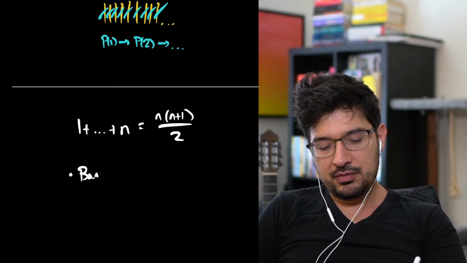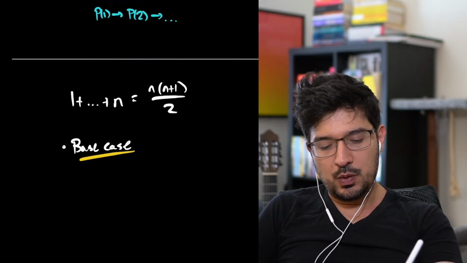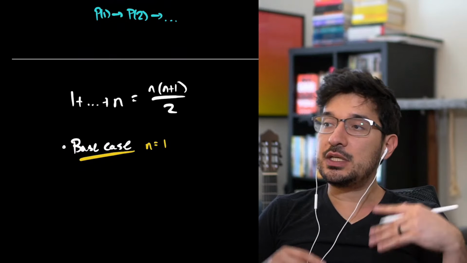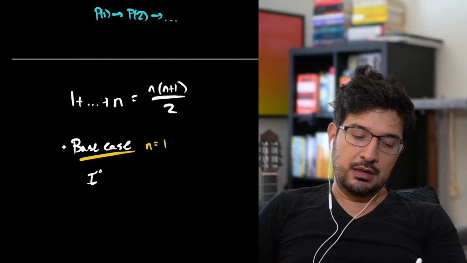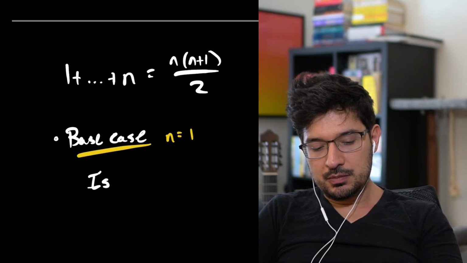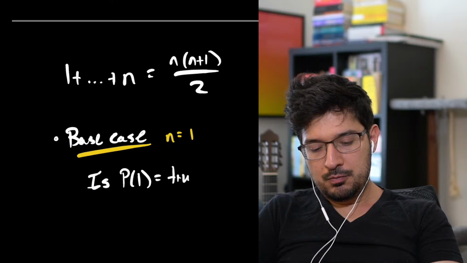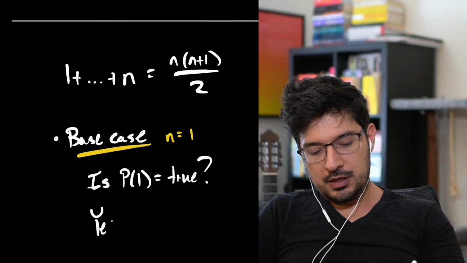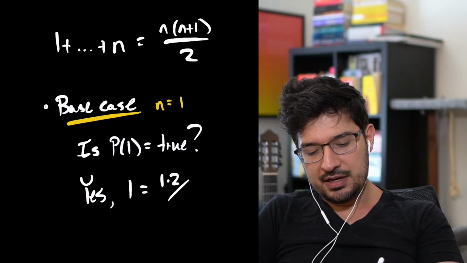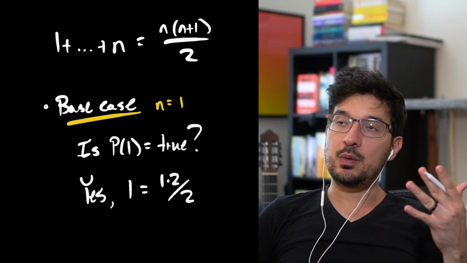So the base case, when n is 1, the question is the identity: is this formula true when n is 1? Yes, because 1 is equal to 1 times 2 divided by 2. Like, what happens if we substitute in n equal 1?